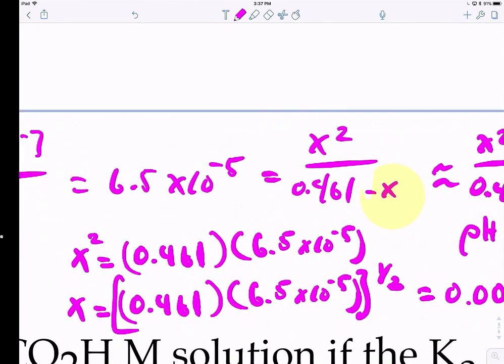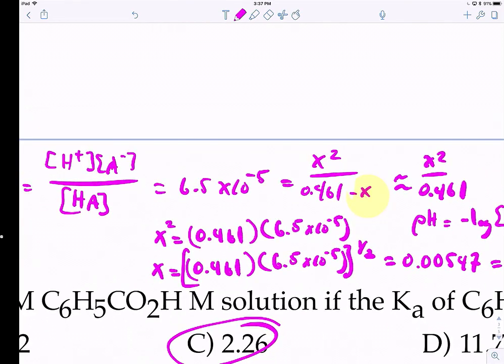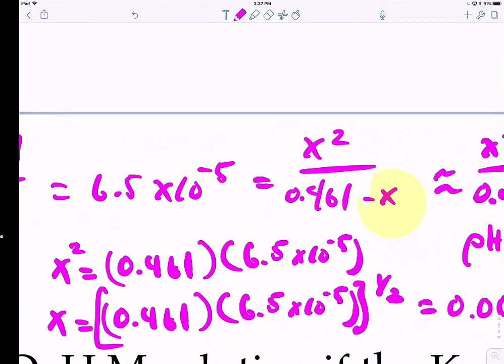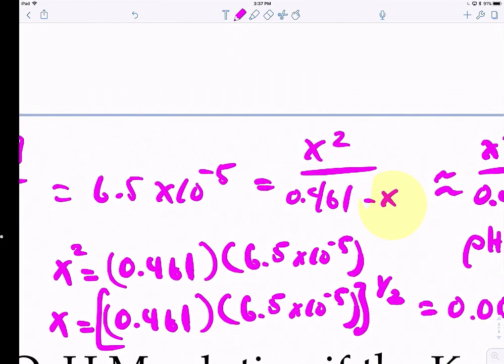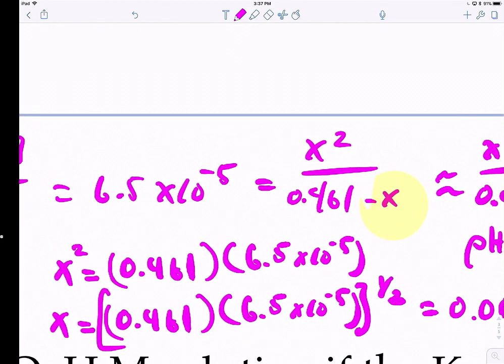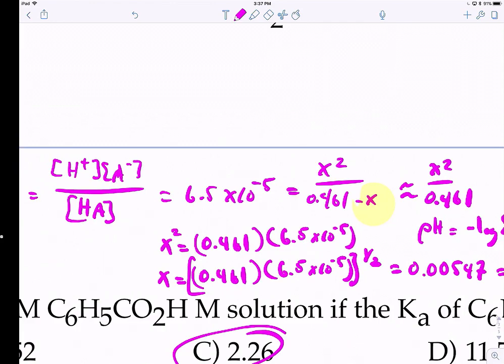But where you discount is when you relate it to something else. In this expression here, it's the 0.461. What you're saying is 0.461 minus x is about equal to 0.461. That's the leap of faith you're making there. What about the top numbers? Can you discount that? No, because if you put x as 0, then you have 6.5 times 10 to the minus 5 equals 0. Or you could say it's approximately 0, which is true, but you don't get any usable information out of that.